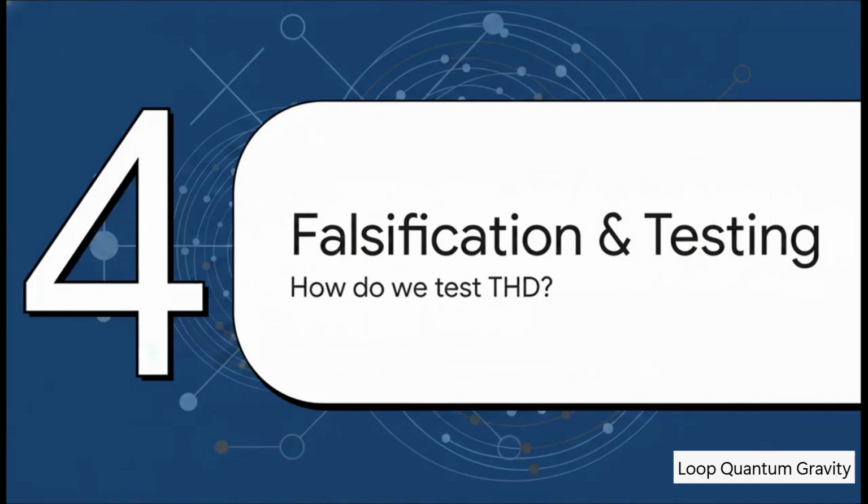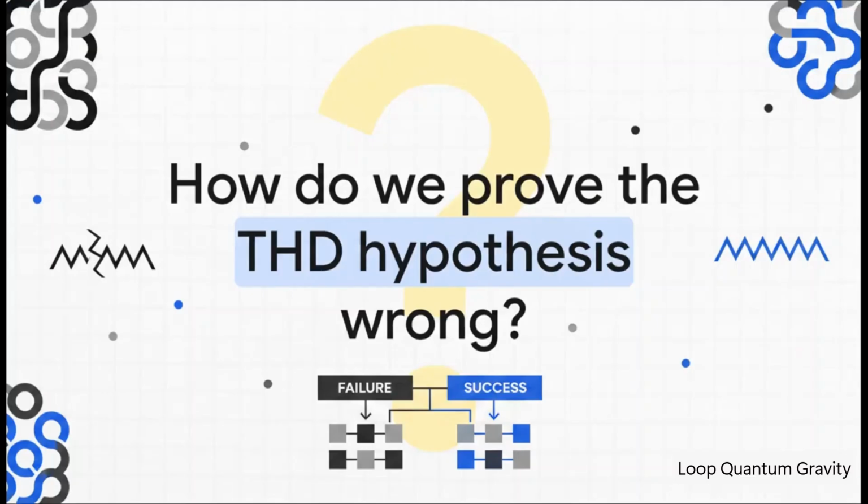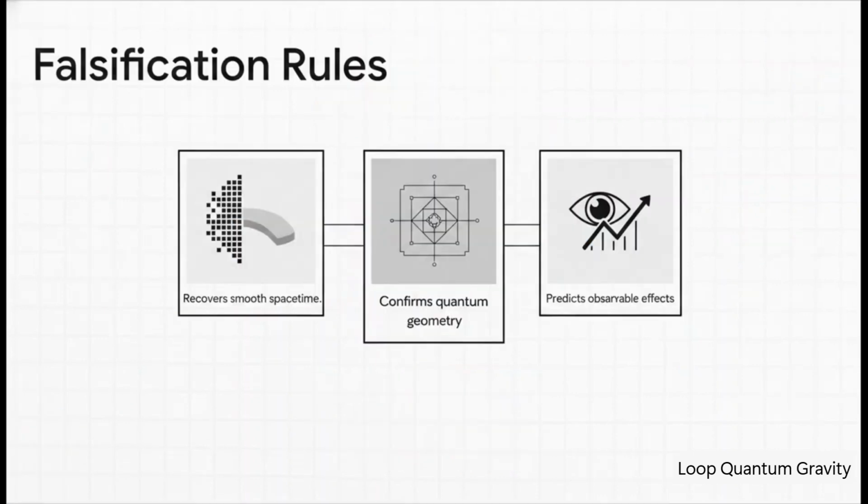How do we know if THD is wrong? Now, I want to pause here for a second and ask you, how do we actually prove this THD hypothesis wrong? Because good science is all about falsifiability. What exact evidence would clear loop quantum gravity of this high-pressure failure label? Well, here are our strict falsification parameters.